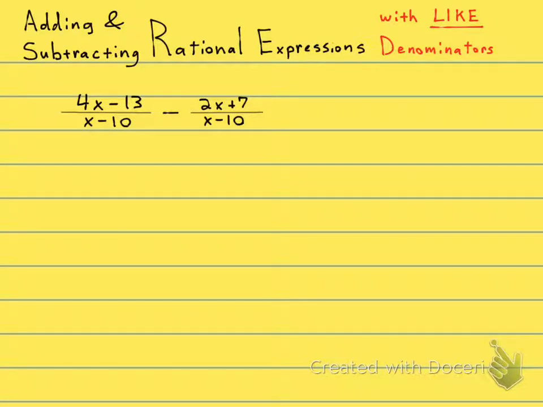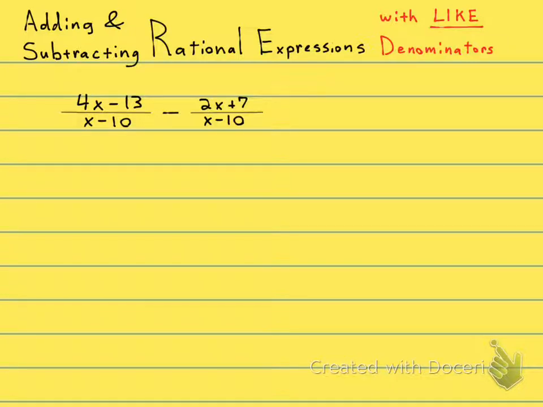So here we have a subtraction problem. We're subtracting two big fractions, two rational expressions, and the denominator is the same. We have a like denominator, that's good. But now we need to subtract the numerators.